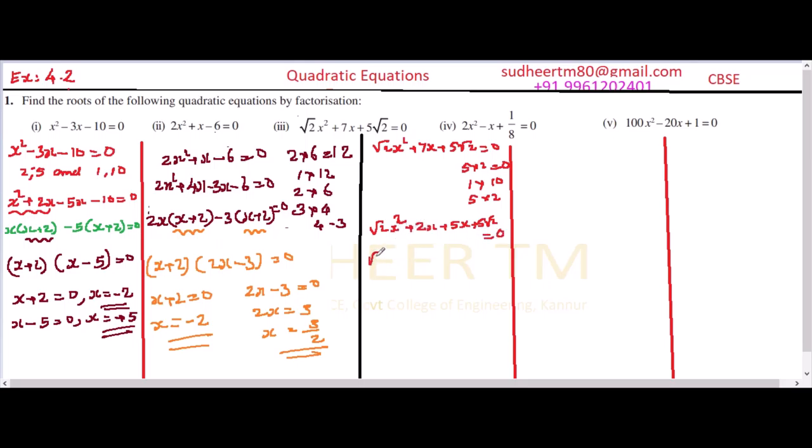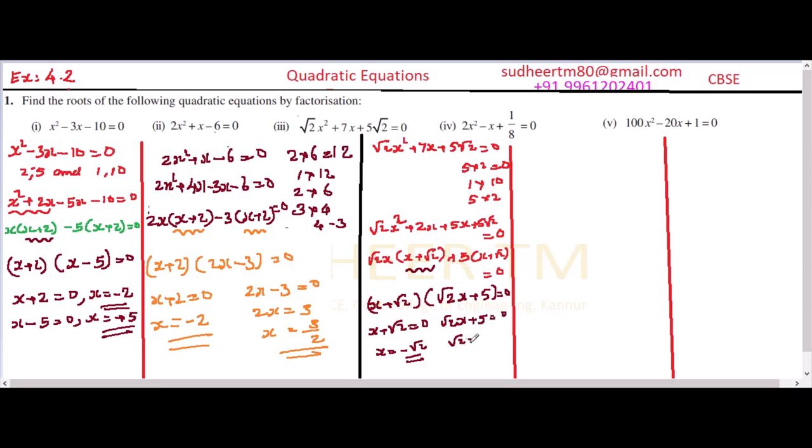Now root 2 x is common, root 2 x into what is remaining, x plus root 2, so that root 2 into root 2 is 2 into x, plus 5 is common into x plus root 2 is equal to 0. So we are going to get here x plus root 2 is common, so x plus root 2 into root 2 x plus 5 is equal to 0. Then x plus root 2 is equal to 0 means x is equal to minus root 2, one of the solutions. Now root 2 x plus 5 equal to 0, root 2 x is equal to minus 5, x is equal to minus 5 by root 2. These are the two solutions.